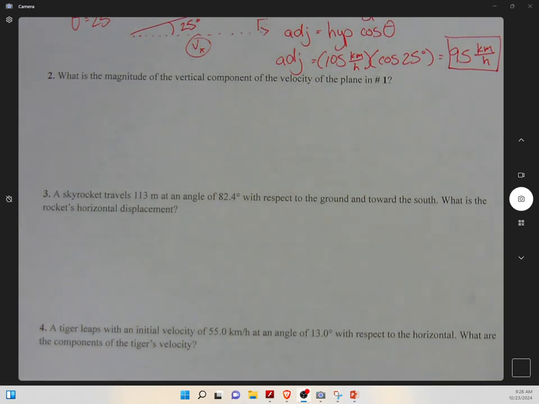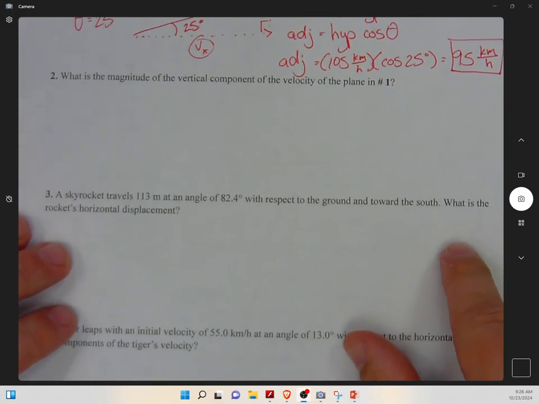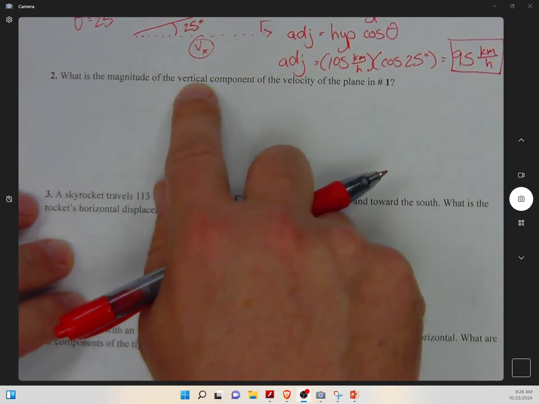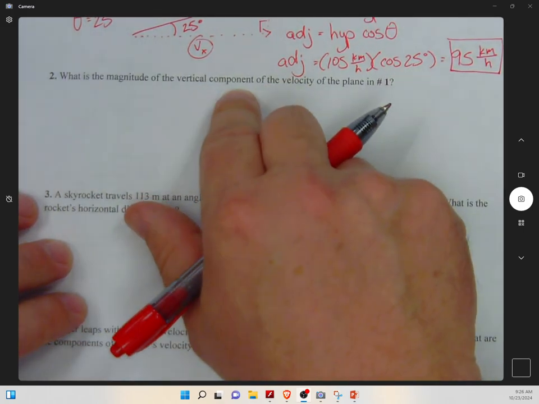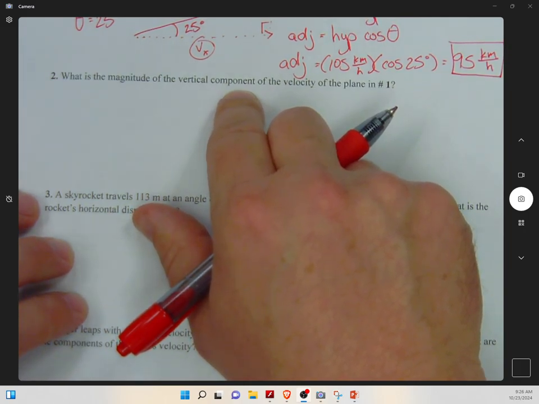All right, number two. What is the magnitude of the vertical component of the velocity of the plane in number one? Referring to what we just did. What is the magnitude of the vertical component? So what do I not have to include in my final response? Don't have to include direction, right? I just need a number.